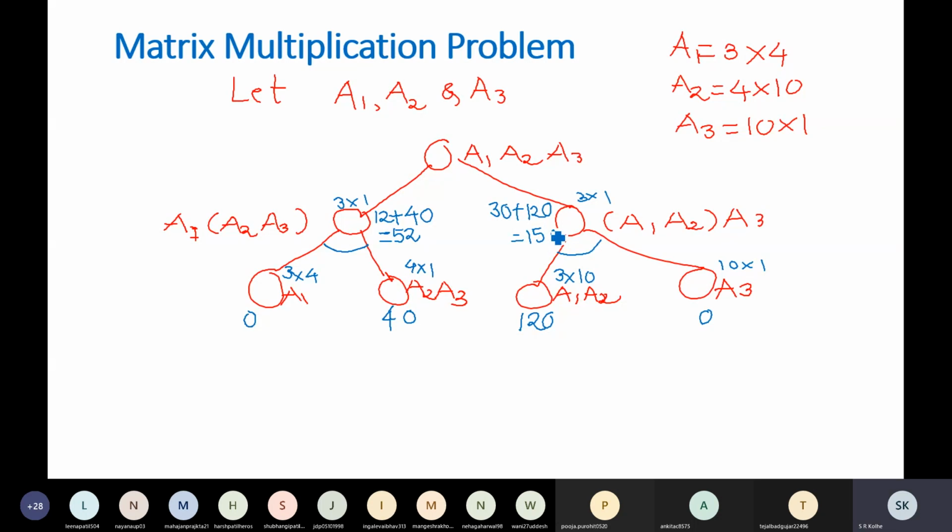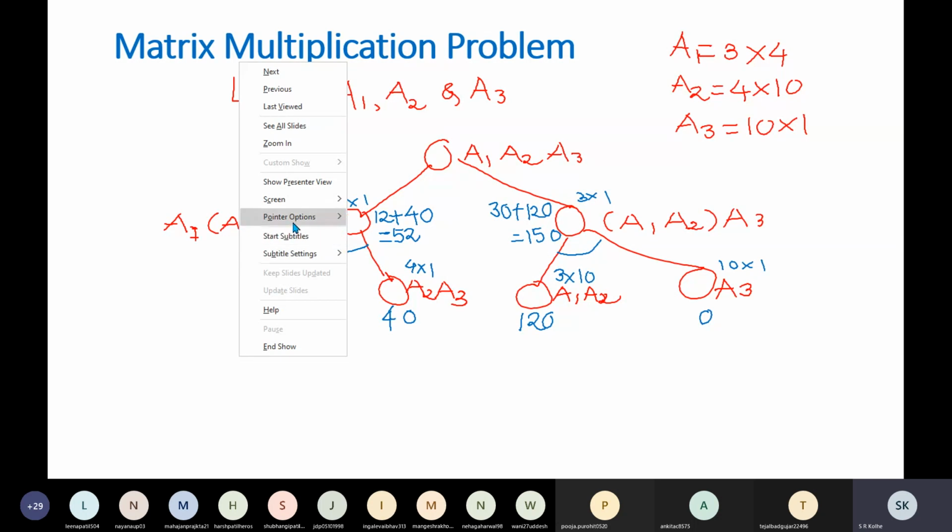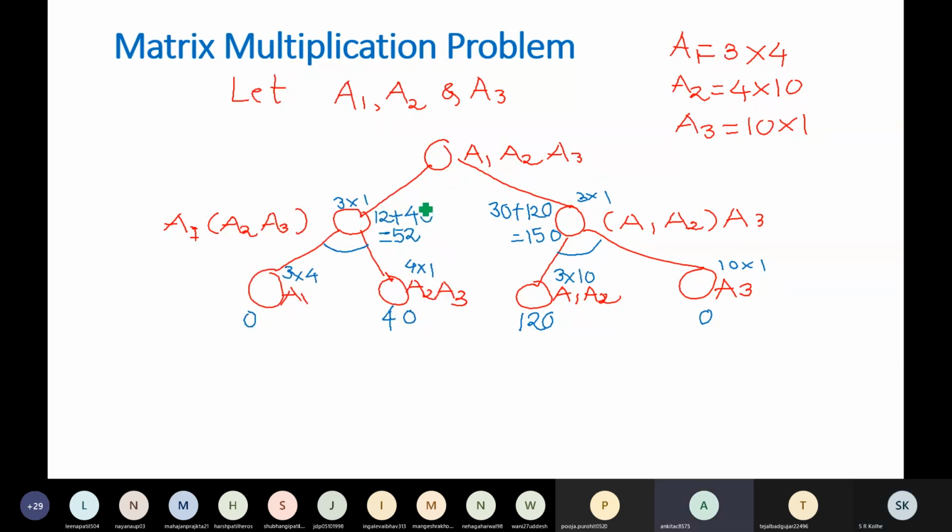Now this is important from our point of view. If you go through this, cost required is 52. If you go through this, cost required is 150. So which path are you going to follow? Path 1, this path. This is a better path because this is less than this. Cost required is less. Understood?